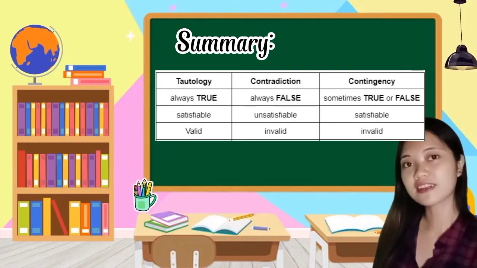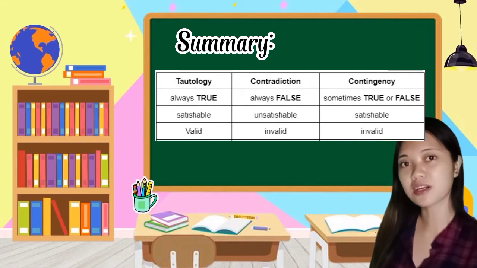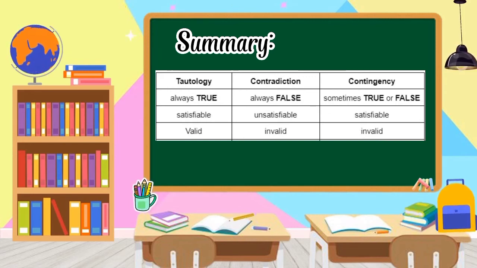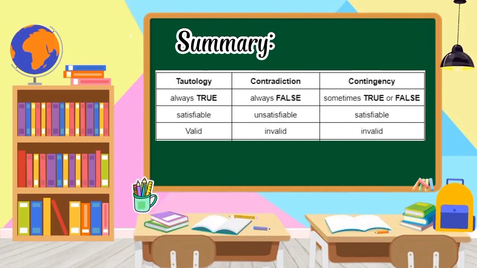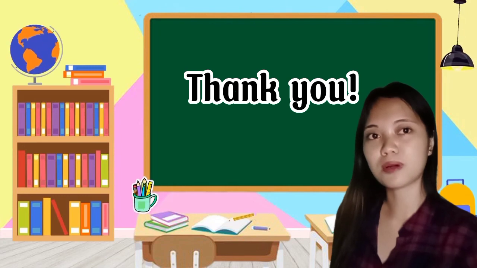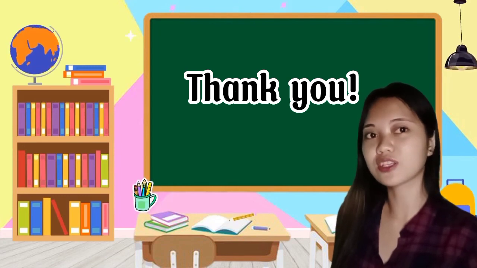So for you to understand well, here is the summary of this lecture. Tautology means always true, contradiction means always false, contingency means sometimes true or false. Tautology and contingency are always satisfiable, while contradiction is always unsatisfiable. Tautology is always valid, hence contradiction and contingency are always invalid. Hope you understand the concept of tautology, contradiction, and contingency.